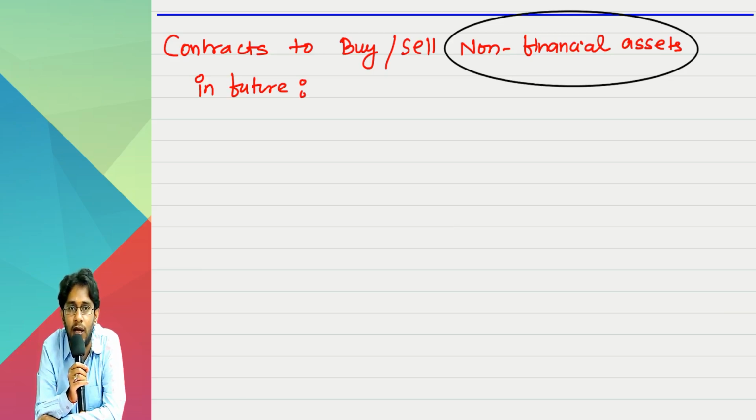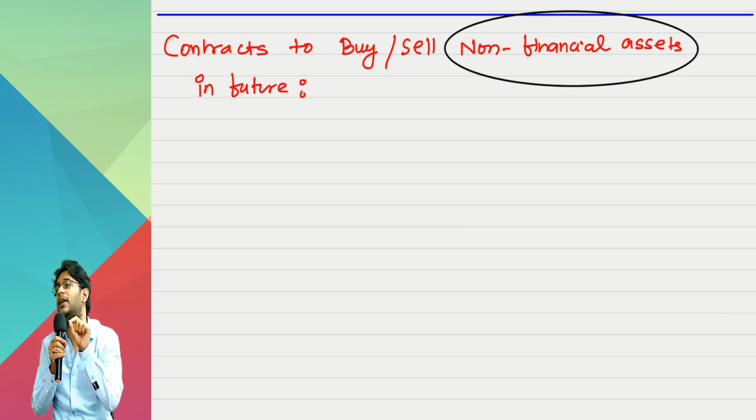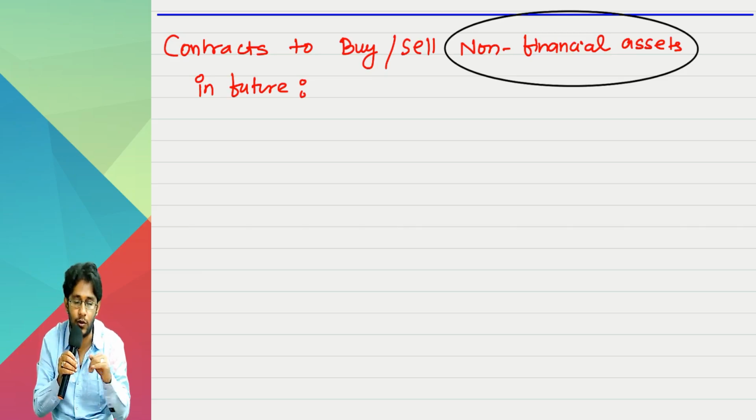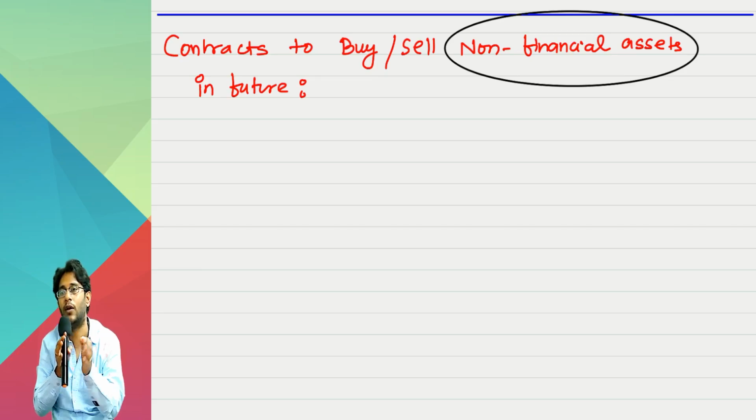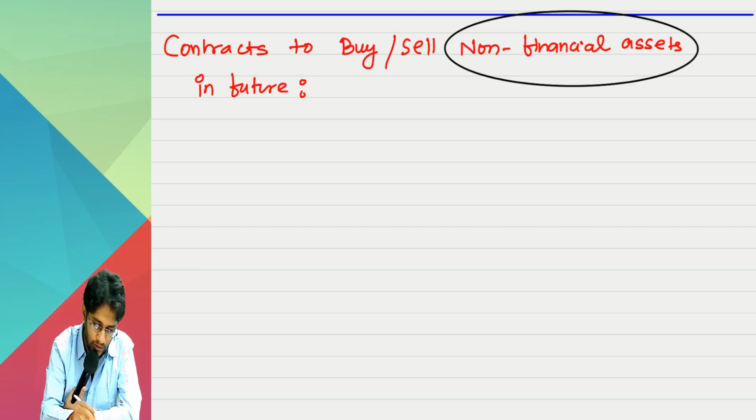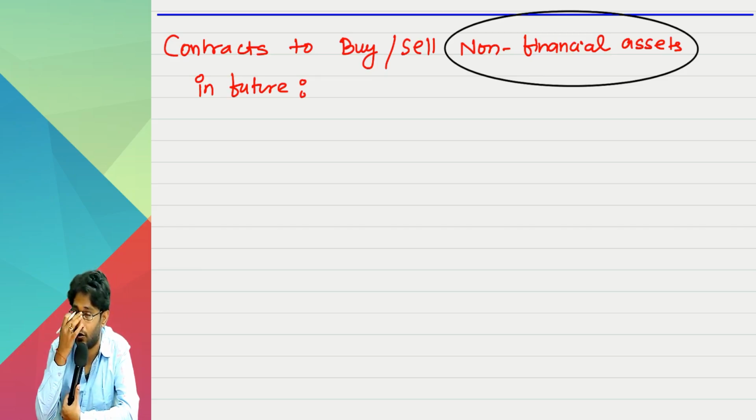Copper is not a financial asset. Therefore, I am getting a doubt whether this contract is covered in the scope of Ind AS 109 or not. Because the underlying asset is a non-financial asset, I am having a doubt. Now, for this, the answer is like this. You have to examine a few cases. Ultimately, the conclusion will naturally come.